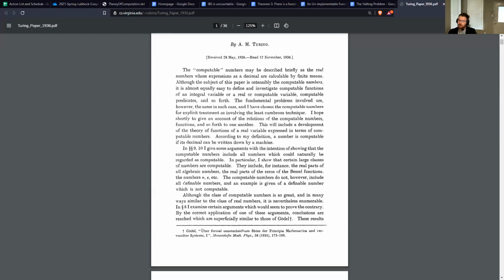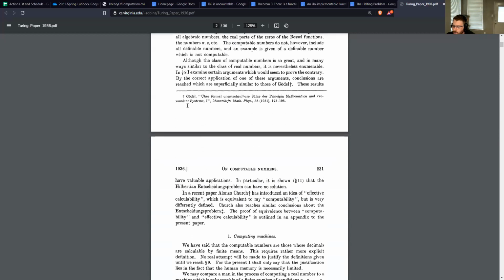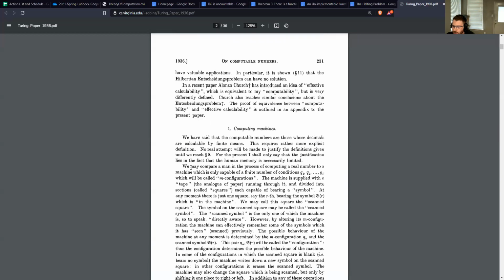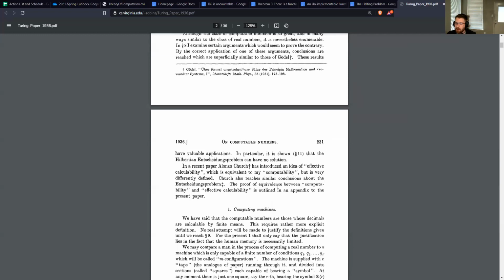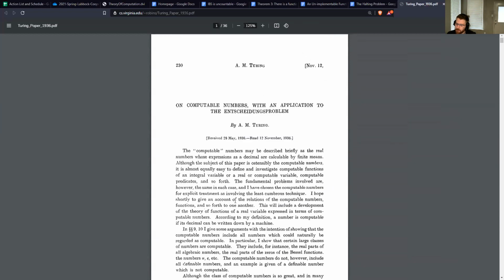So Turing actually says here, you can compare a man in the process of computing a real number to a machine, which is only capable of a finite number of conditions. So there wasn't a computer other than a person in the minds of people at the time of this, when the decision problem was posed.